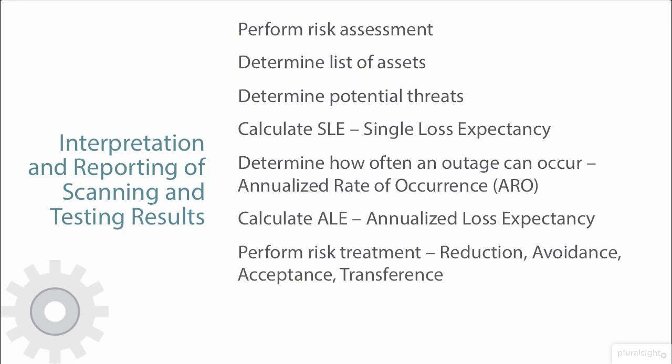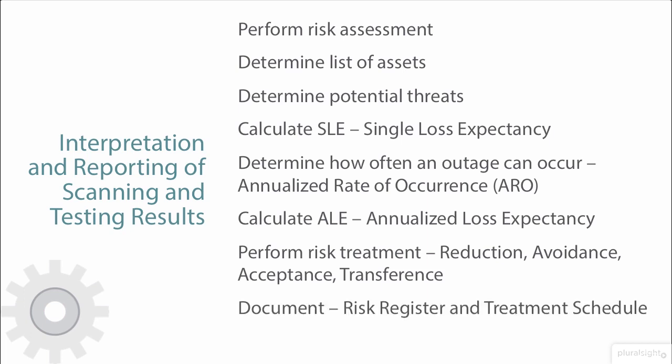So we'll perform our risk treatment, whatever we decide to do with a particular risk: reduction, avoidance, acceptance, or transfer. And here's where the important part is. We need to document this. We talked about the risk register and the treatment schedule, but there's other documentation as well that you may include with this, including the management process itself.